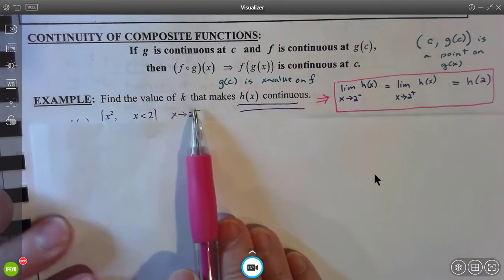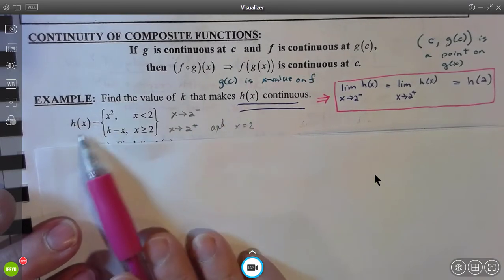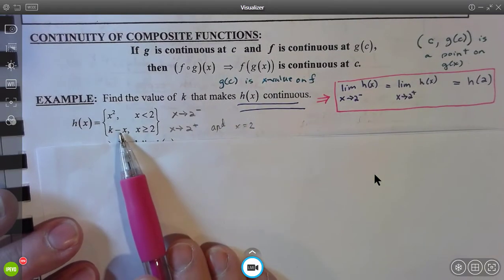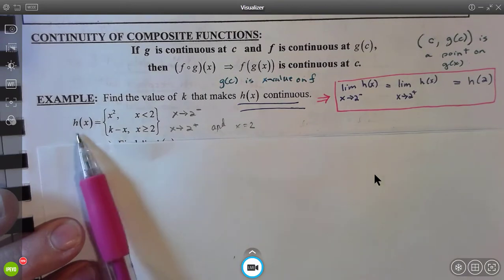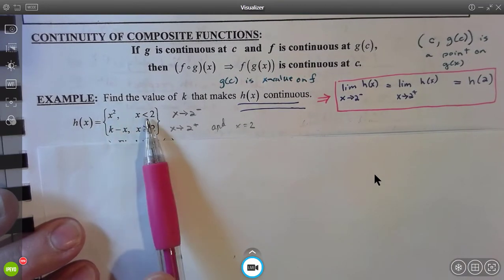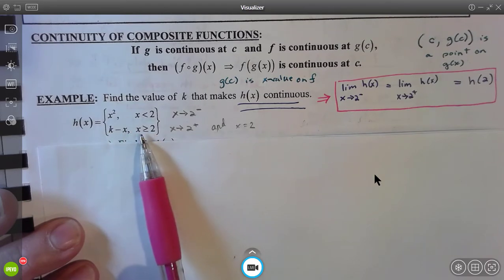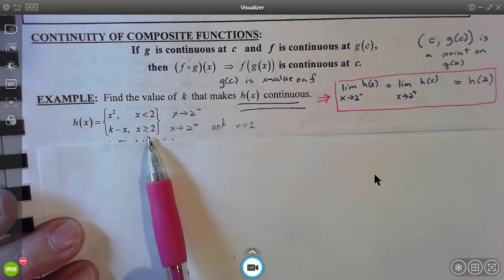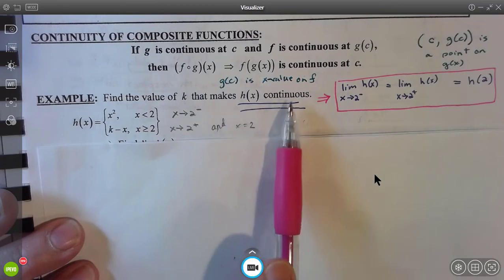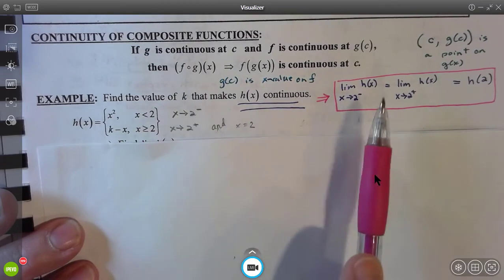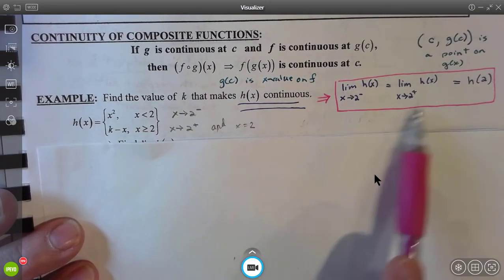Find the value of k that makes h continuous. Now, h is a piecewise function, and h is defined as x squared for values of x less than 2, and as k minus x for values of x greater than or equal to 2. So how do I talk about continuity? The limit has to exist.